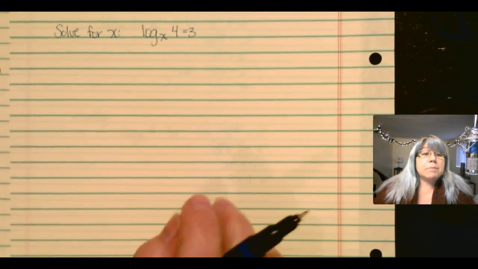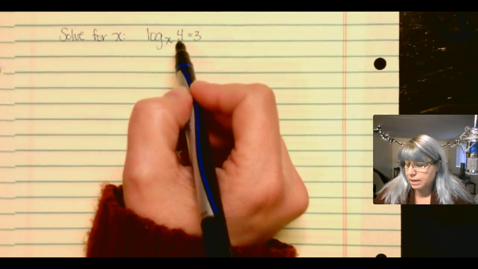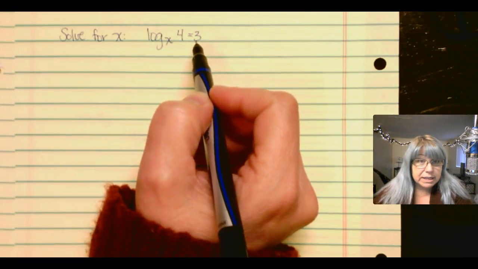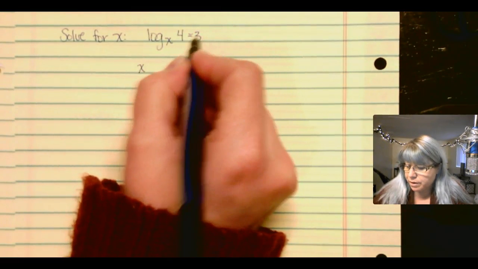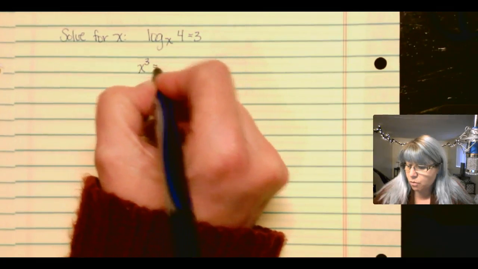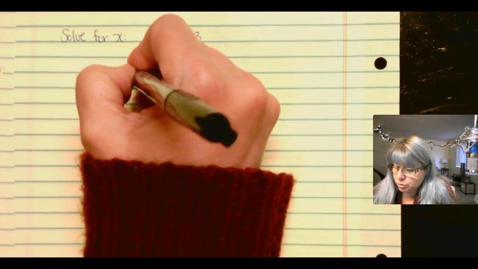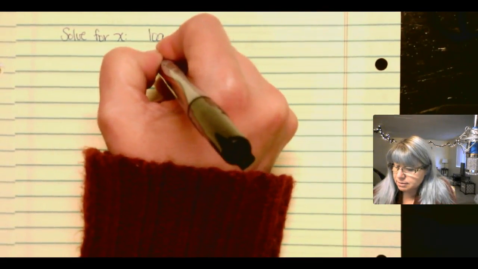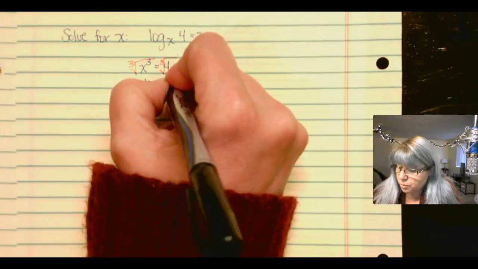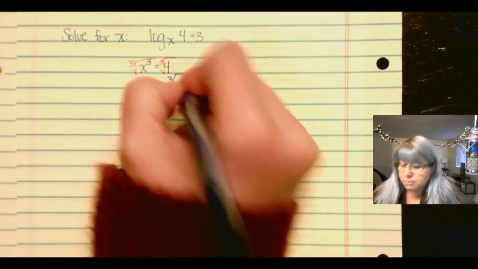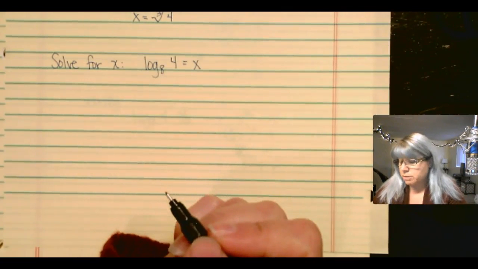All right, so let's try another example. Let's solve for x: log base x of 4 equals 3. First thing I want to do is rewrite it in exponential form. Base is x. Power is 3. The answer is 4. Since I'm solving for x, I'm going to take the cube root of both sides. Therefore, x equals the cube root of 4. That's it.